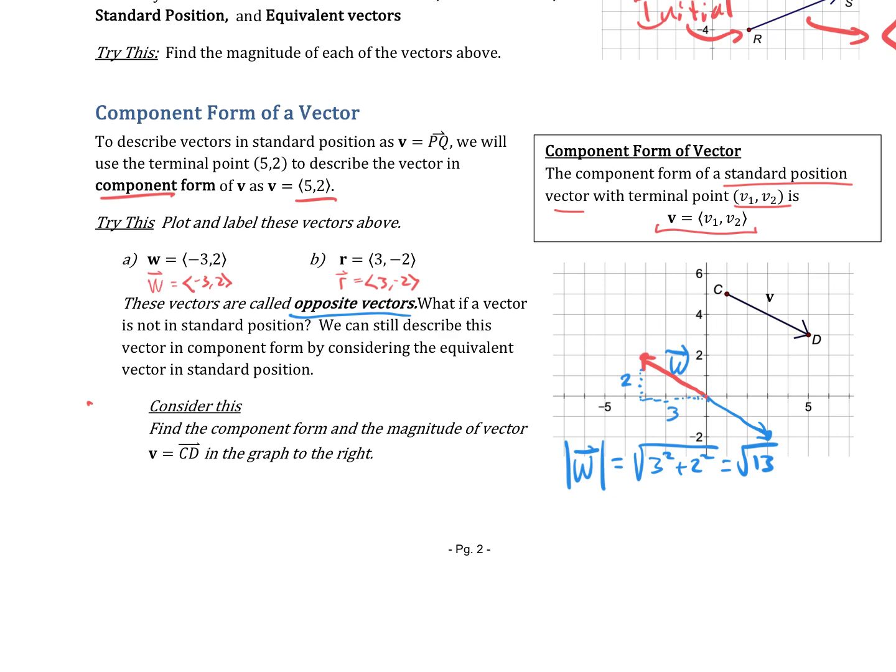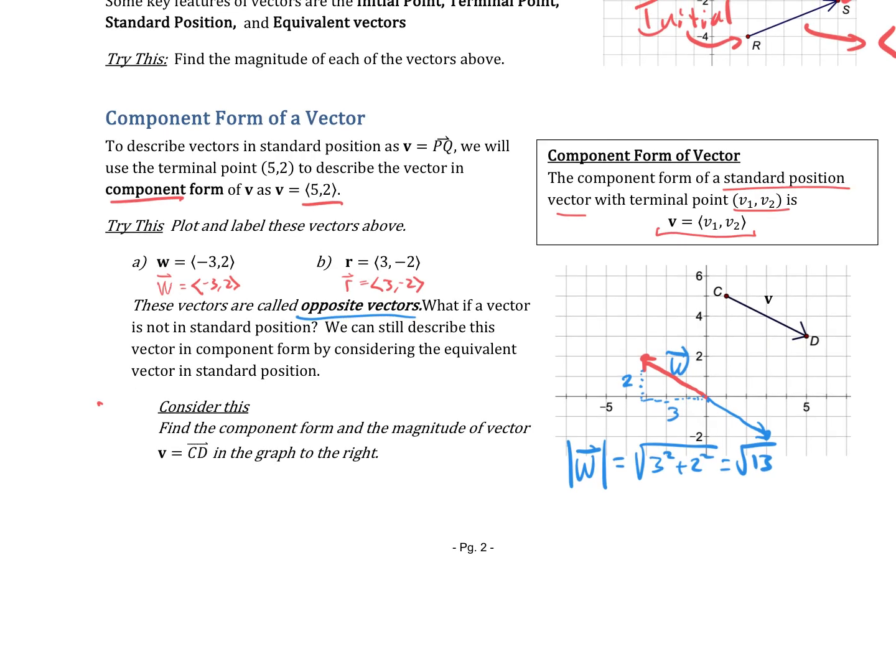Well, give it a try. You might pause the video if you want to try it out here. Look at vector V and write the magnitude and component form of that. The component form of this, we're going to write 4 over, down 2, so 4, -2. The horizontal always goes first, the x direction, and the y direction is second.